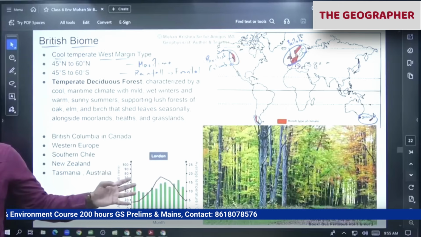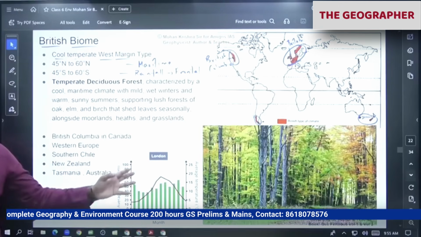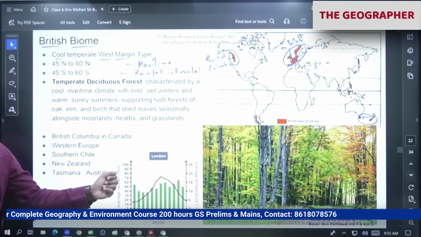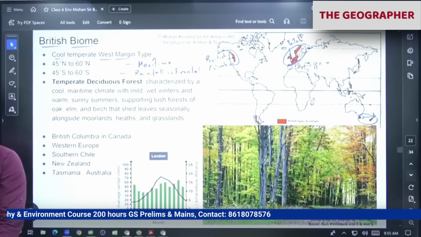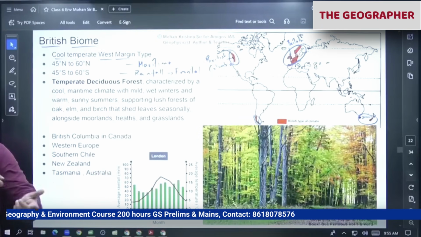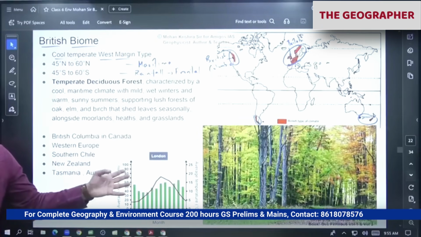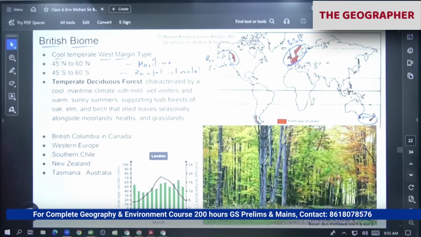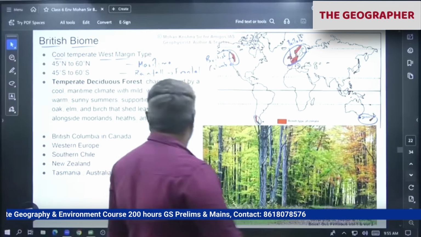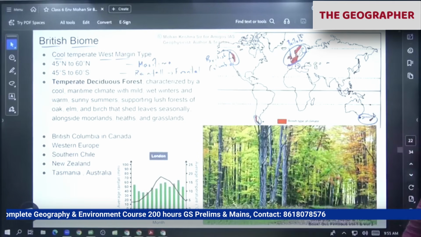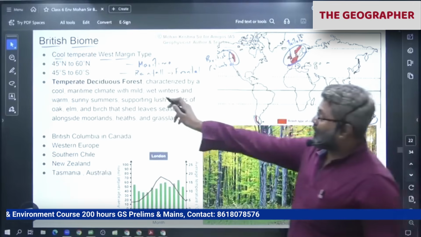London, Scotland and all, your weather is kind of unpredictable. As a result, you have to carry an umbrella every day, so that it becomes part of their attire. That is the reason you notice in Bond movies and all, they show with umbrella always. So in this region, rainfall is highly unpredictable. The vegetation is deciduous, so they also call it temperate deciduous forest.